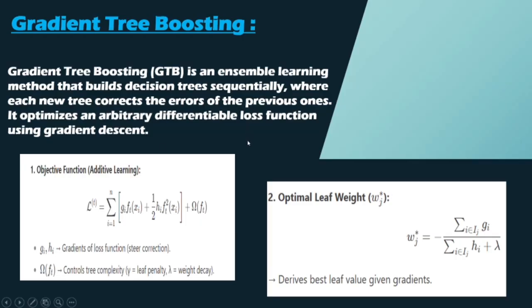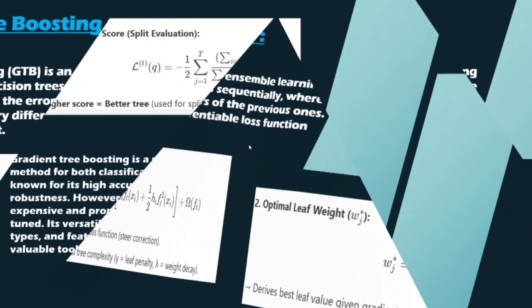Third is the tree structure score. This is to determine the best way to split data points within a decision tree, ultimately minimizing the overall prediction error. The higher the score, the better the tree.